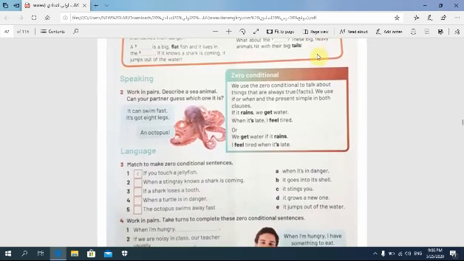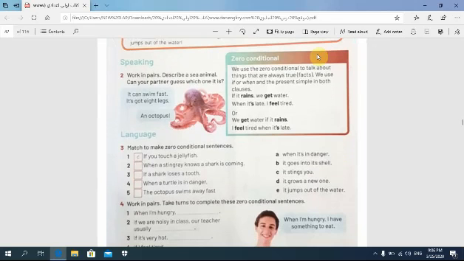Now let's move to the speaking part, exercise 2. He's telling you that you have to work in pairs and describe a sea animal. Can your partner guess which one it is? So, for example, if we say to a partner, it can swim fast, it has got 8 legs, of course we'll guess that this one is the octopus.